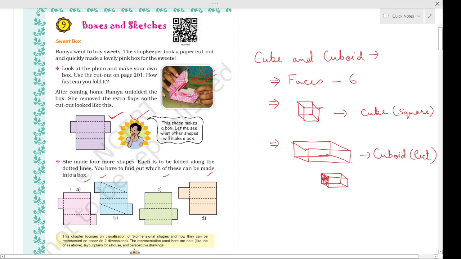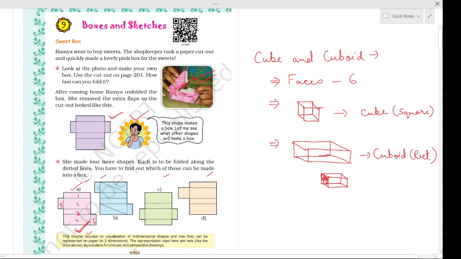What you all have to do here is check whether she will be able to make 3D boxes with the help of these 2D nets. 2D net means 2 dimensional, or you can also say plane shape. First we will count the number of faces: 1 2 3 4 5 6. Yes, the number of faces is 6. Because all the faces are in rectangular shape, when you fold it you will get a closed box. So she will be able to make a box with the help of this 2D net.